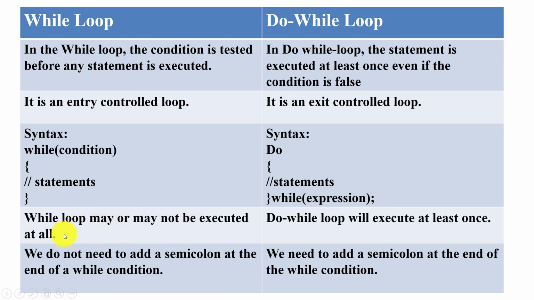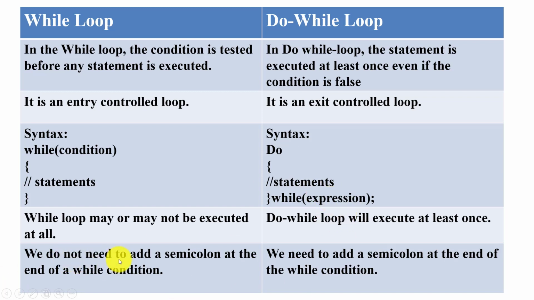The next difference is that a while loop may or may not be executed at all. That is, a while loop may not give any output, but a do while loop will execute at least once. Inside the do while loop, first of all it executes the loop body, and then at the bottom it checks the condition. If the condition is false, it stops the program.